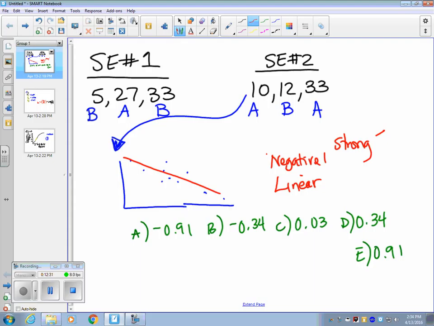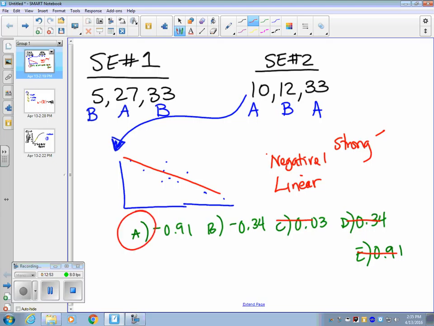Based on the fact that it's negative, can't I cross these answer choices completely out, right? So I've given myself a 50-50 chance to get the question right, so that's good news. When you look at the picture, one has a pretty weak correlation and one has a pretty strong correlation. So looking at the picture, what would you say? A, and that's why A is the answer.